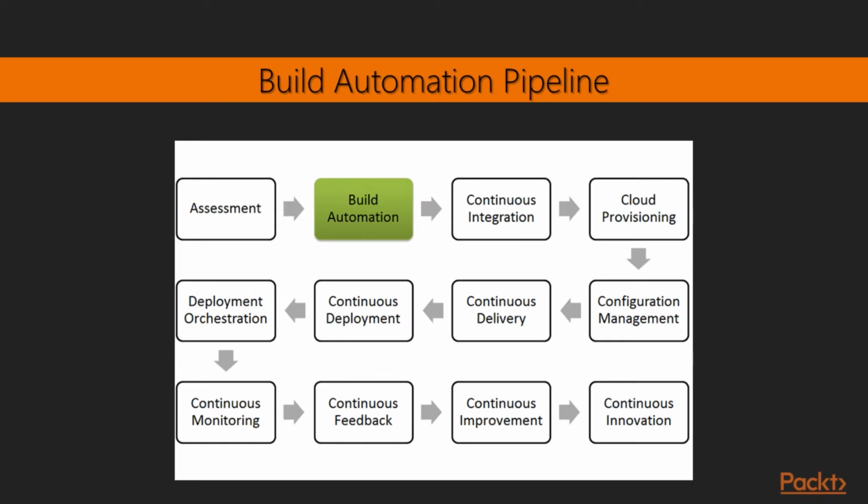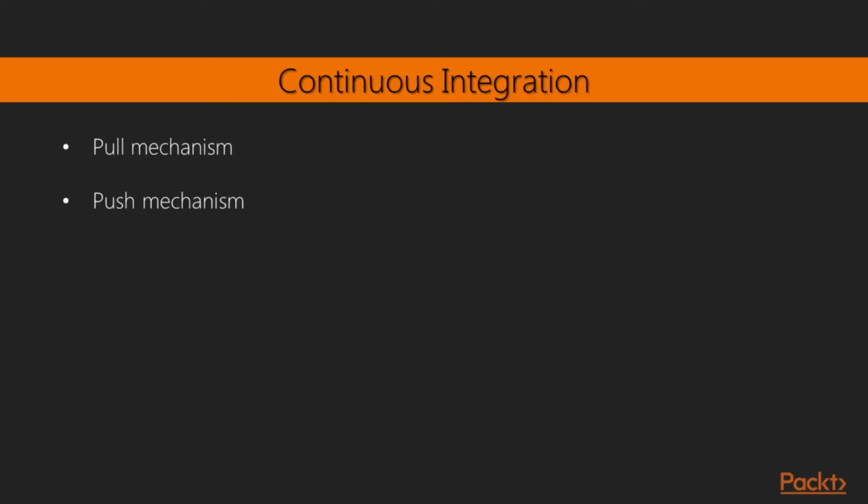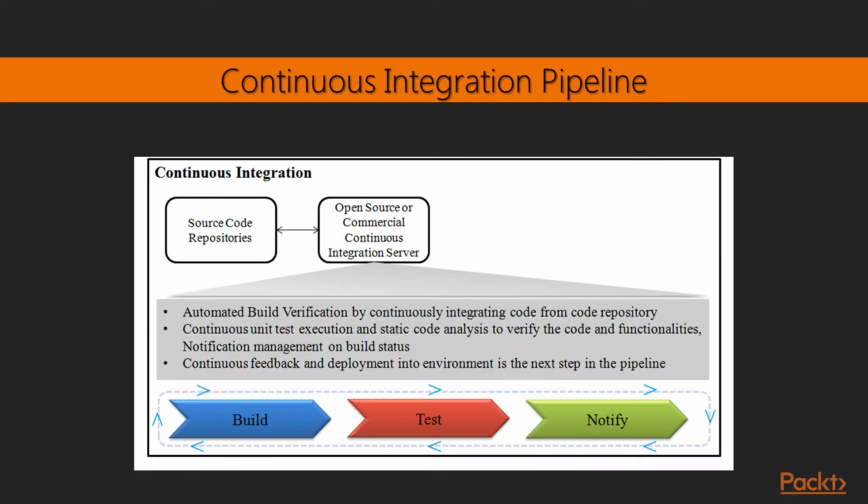Continuous integration. What is continuous integration? In simple words, CI is a software engineering practice where each check-in made by a developer is verified by two mechanisms. Pull mechanism, executing an automated build at a scheduled time. Push mechanism, executing an automated build when changes are saved in the repository. These are executing a unit test against the latest changes available in the source code repository.